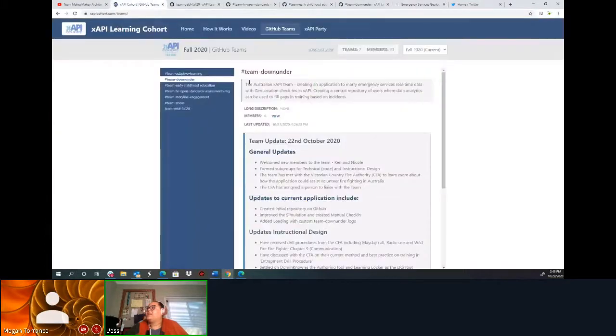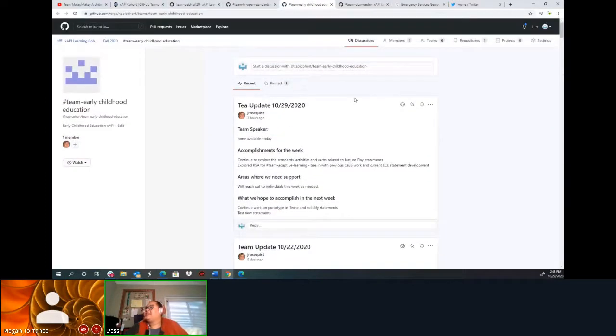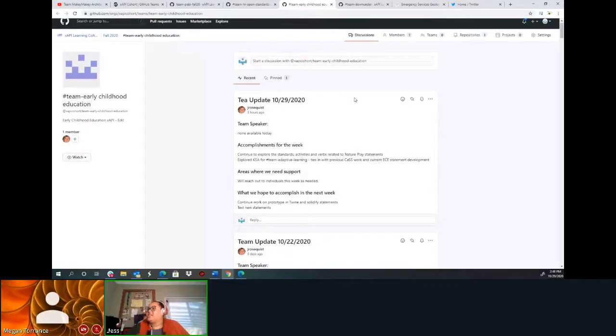Nothing's saving, but you can send a manual Mayday and it'll change things on the tool that they're creating. Team ECE, I know Joanne is not able to give an update this week, but her update is that they're continuing to explore standards and activities and verbs related to nature play statements, and they're working with Team Adaptive Learning in order to make that happen. They're going to reach out to individuals this week as needed, and they need help with continuing to work on the prototype in Twine to solidify the statements and test the new statements.